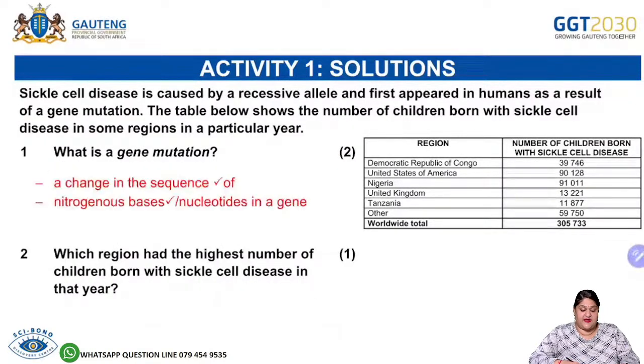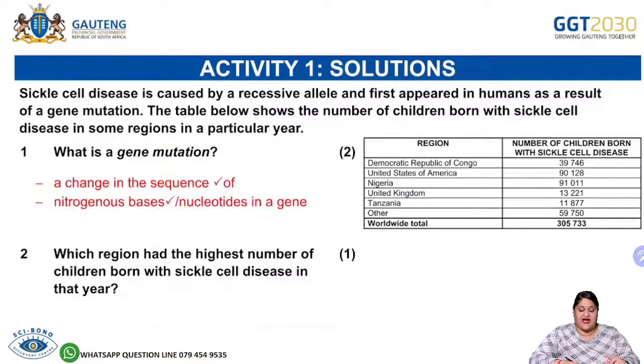Right, so as we explained it, it's a change in the sequence of nitrogenous bases or nucleotides in a gene. The change in the sequence of the nitrogenous bases. You cannot just say it's a change in the sequence of DNA, because that can actually essentially mean anything really. It's the fact that the nitrogenous bases and the nucleotides itself are affected.